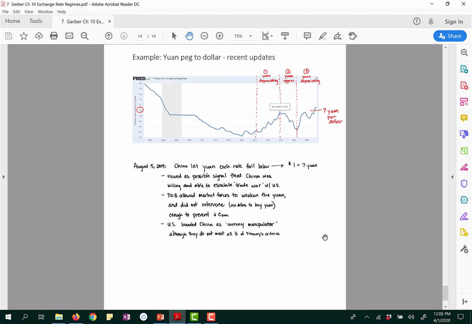The People's Bank of China actually allowed the market forces to weaken the yuan. What happened was they failed to intervene to prevent it from happening. They didn't go out and use foreign reserves of dollars to buy yuan, enough to prevent that depreciation. And that's what prompted the official branding by the United States of China as a currency manipulator, even though they didn't technically meet all three criteria of the US Treasury.